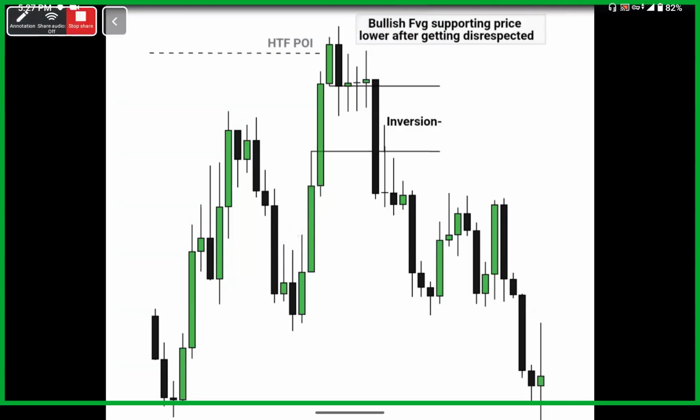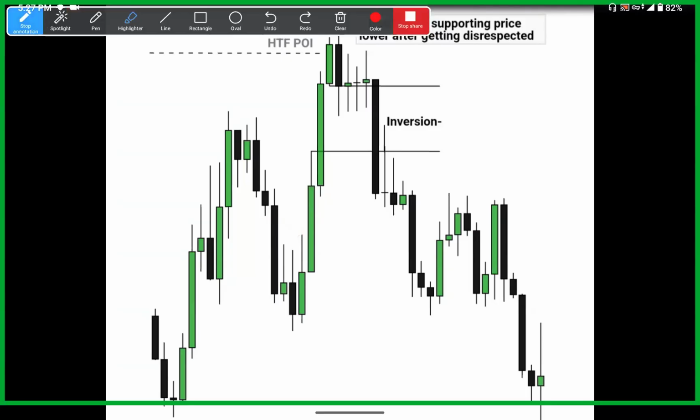But it comes here, it touches a key point, a higher time frame point of interest. The word POI is point of interest. HTF is higher time frame. So price taps into that higher time frame, which is a resistance level. Then it comes and inverses this fair value gap. It is supposed to be a bullish fair value gap that supports price upward, but since it fails and the price closes below, it comes back and retests.